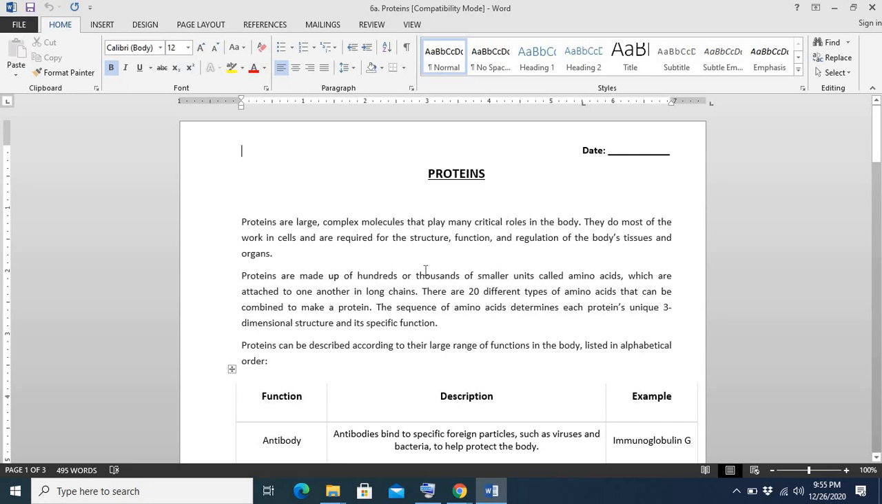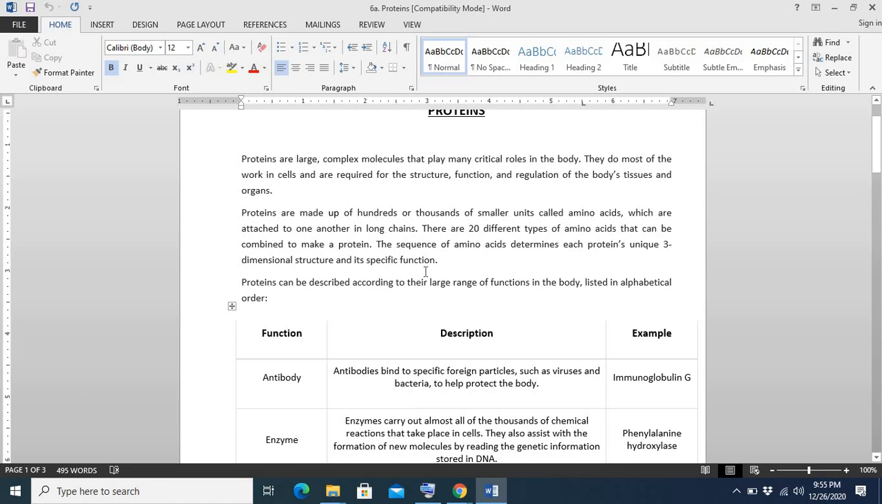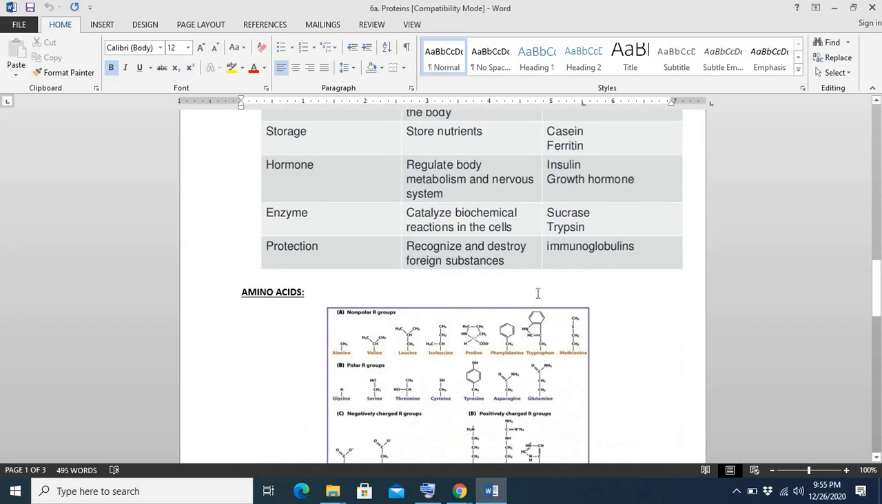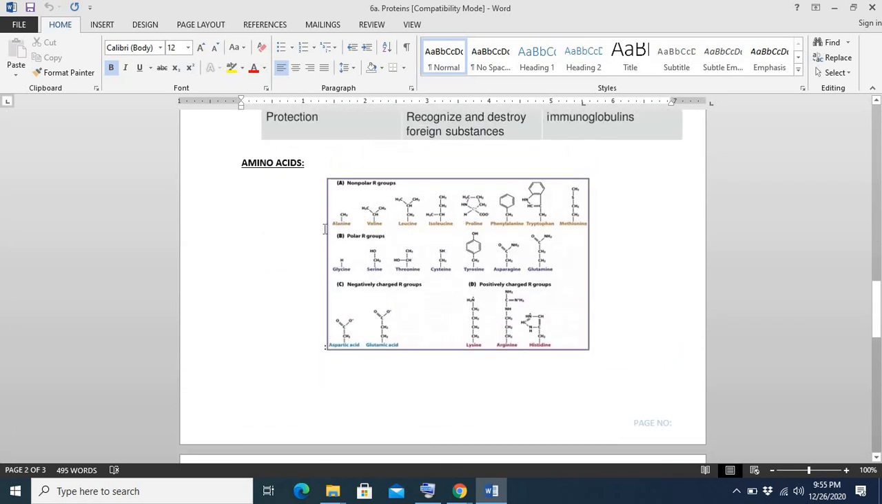First of all, we have to understand what proteins are. So actually proteins are macromolecules. These are made up of monomeric subunits like the other biological macromolecules, carbohydrate and lipid. So what monomeric molecules make up these macromolecules? Actually these are the different amino acids.